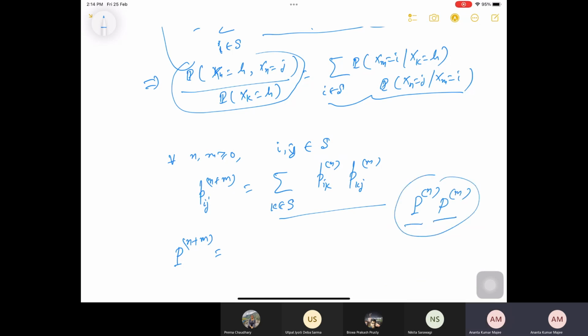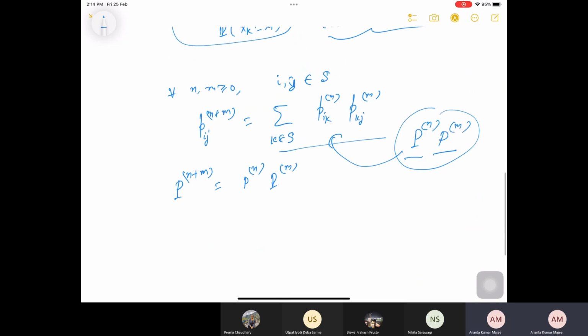So the product of matrices, and the element of the product of matrices, is exactly like this. This is nothing but P(n) and then P(m). So what it says is that P(n+m) as a matrix is the same as P(n) and then P(m). This is the matrix multiplication.